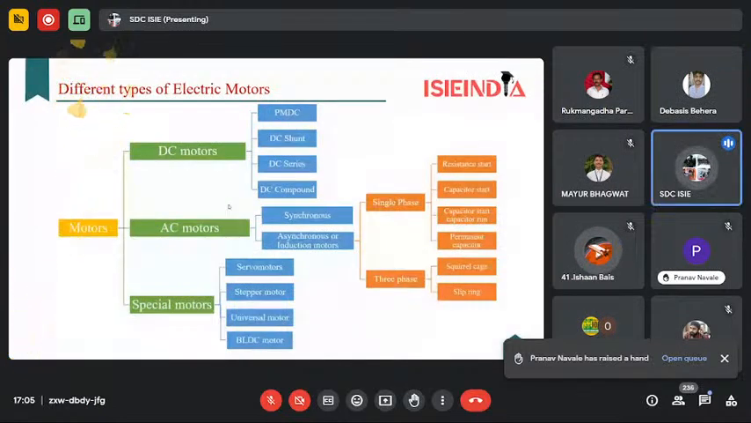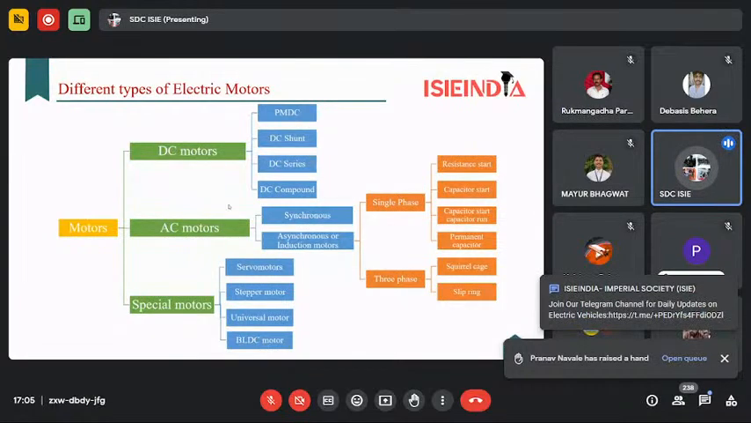Okay, I will restart from the classification part of the motors. Here we have classified the motors according to the power supply. The motors which run on a DC power source we call DC motors, like the shunt motor, series motor and compound motors, which are used where high initial torque is needed. And we move on to the AC motors.